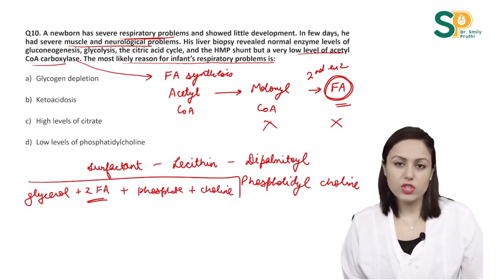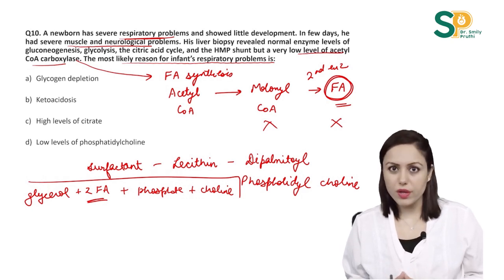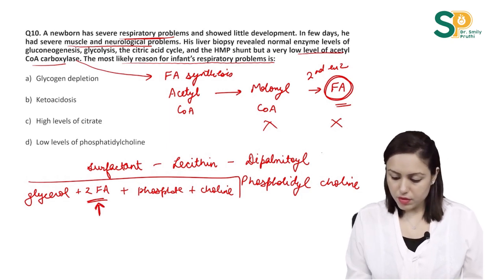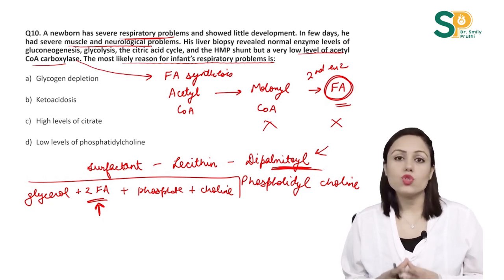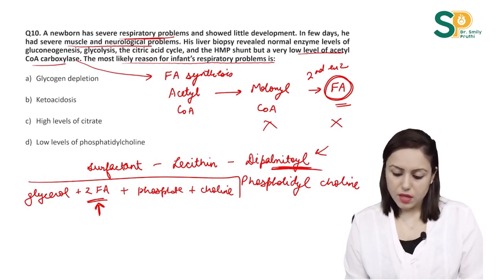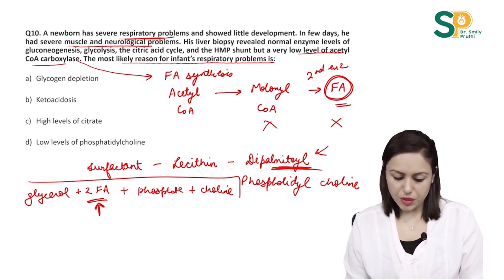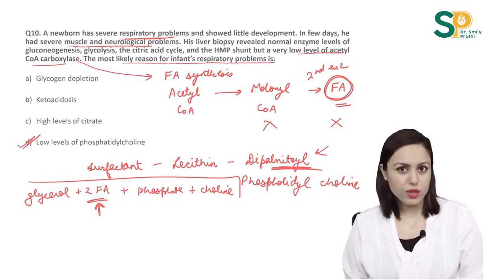Now, in this question, they are telling you acetyl-CoA carboxylase, the rate limiting enzyme, the first enzyme of fatty acid synthesis, is not working. So, fatty acid is not formed, that is these 2 fatty acids, this palmitic acid, 16 carbon fatty acid, is not formed. So, lecithin is not formed, that is why the patient has infant respiratory distress syndrome, right. So, see the options: glycogen depletion, ketoacidosis, high level of citrate, low level of phosphatidylcholine. So, the answer is this: low levels of phosphatidylcholine, right?